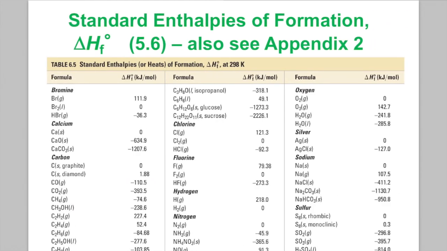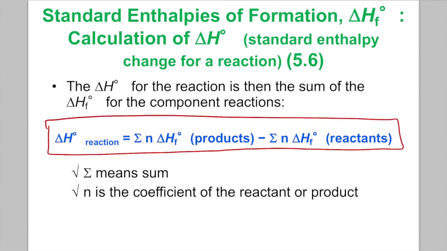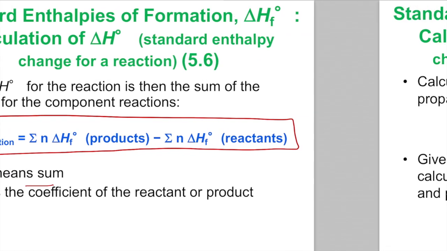And so here is a chart, and you can see in the chart here, for example, is Br gas. Its delta H is 111.9 heat of formation in kilojoules per mole. Now to calculate the delta H of the reaction, this is the third equation and final one in the chapter, and that heat of reaction is equal to sigma, which means the sum of n, the coefficient of the reactant or product, times the products minus the sum of the coefficient times each reactant. So we're going to go through that, but this is the equation that you will use.